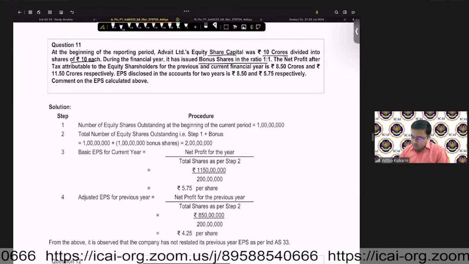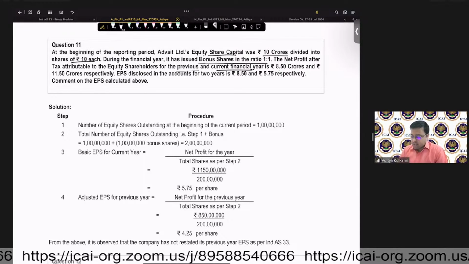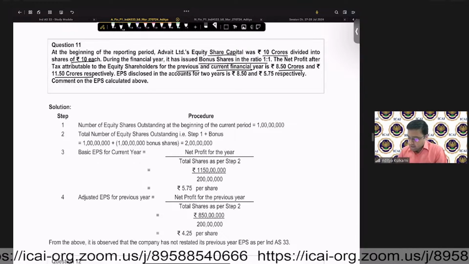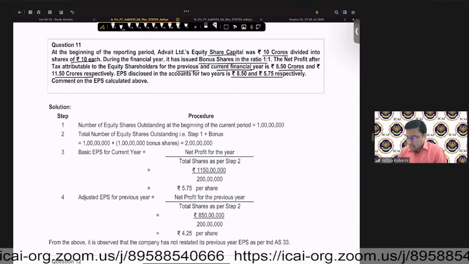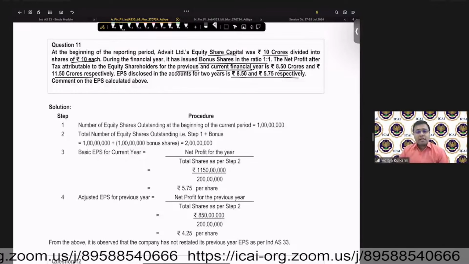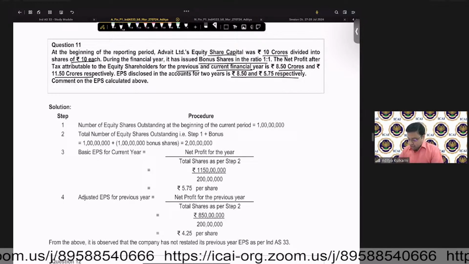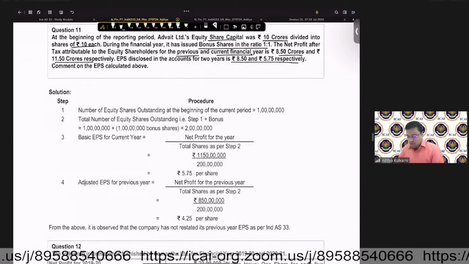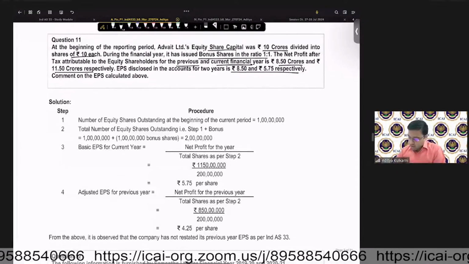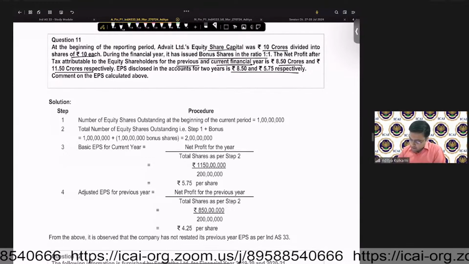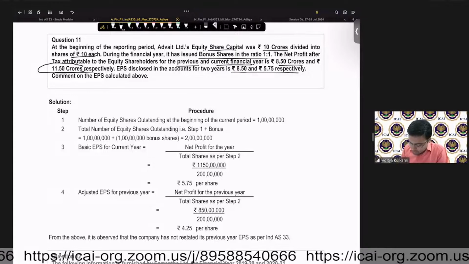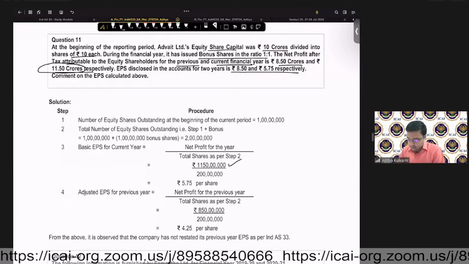Net profit for the previous and current financial year is 8.5 and 11.5 crores respectively. EPS disclosed in the accounts for 2 years is 8.5 and 5.75 respectively. This is the reported EPS. Comment on the EPS calculated above. So in the current period, we have net profit for the year coming to how much? 11.5 crores.